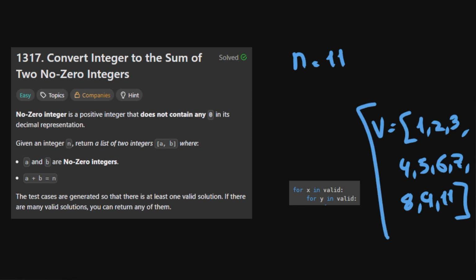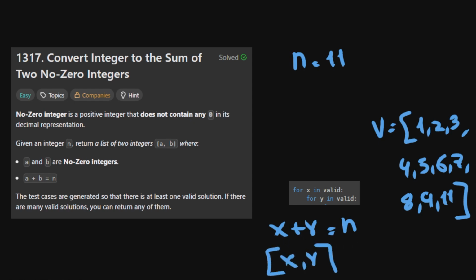So now here we have the list of valid numbers and we can iterate every possible pair with a nested for loop. So we can say for x in valid, for y in valid, and as soon as we find that x plus y is equal to n, we just return an array with x and y. So let's see the code.